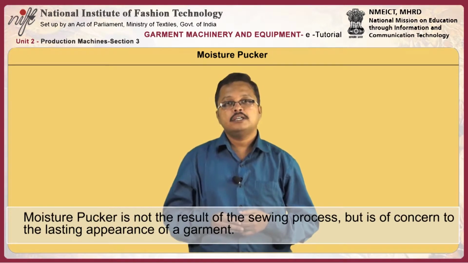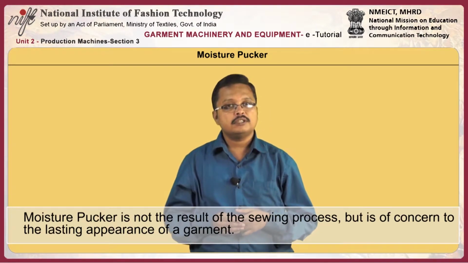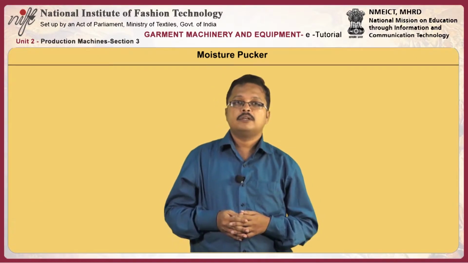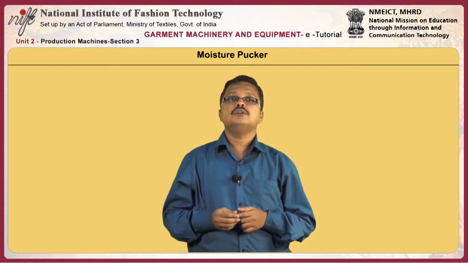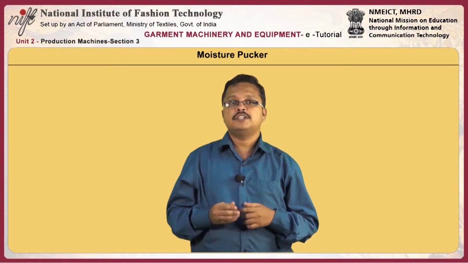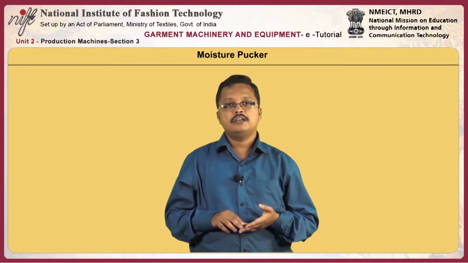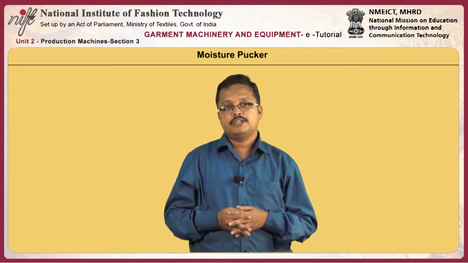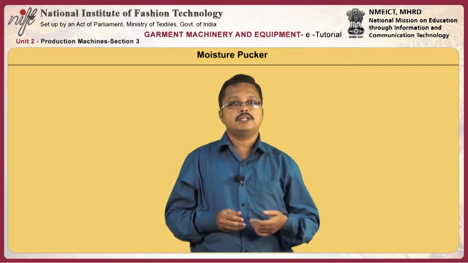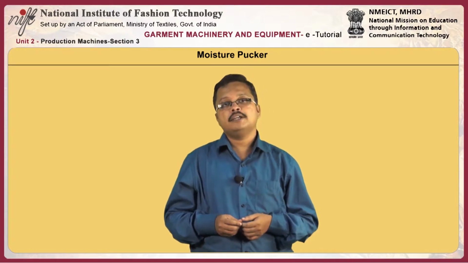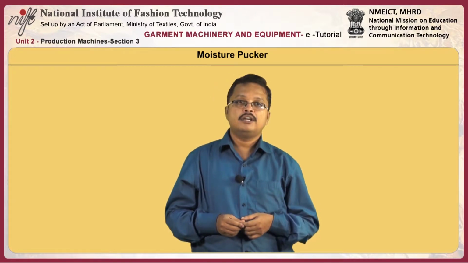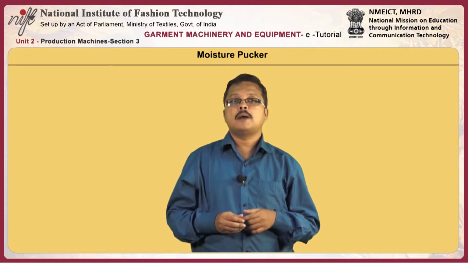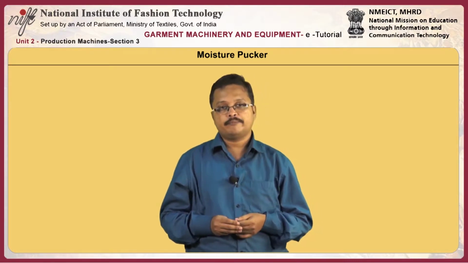Moisture pucker is not the result of a sewing process, but is of concern to the lasting appearance of a garment. Moisture pucker is due to differential shrinkage of the shell fabric, thread or other attached materials such as trims and interlinings. Differential shrinkage of components may be avoided by early product testing during the development stage to ensure all materials are compatible during sewing and care.